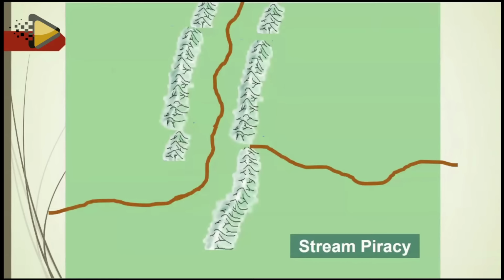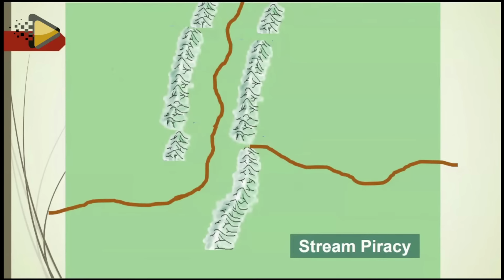Okay, let's continue. Now, let's quickly go through river capture, or stream piracy. What is stream piracy? It is when an energetic stream diverts the headwaters of a less energetic stream. This is a simple animation of a river capture.